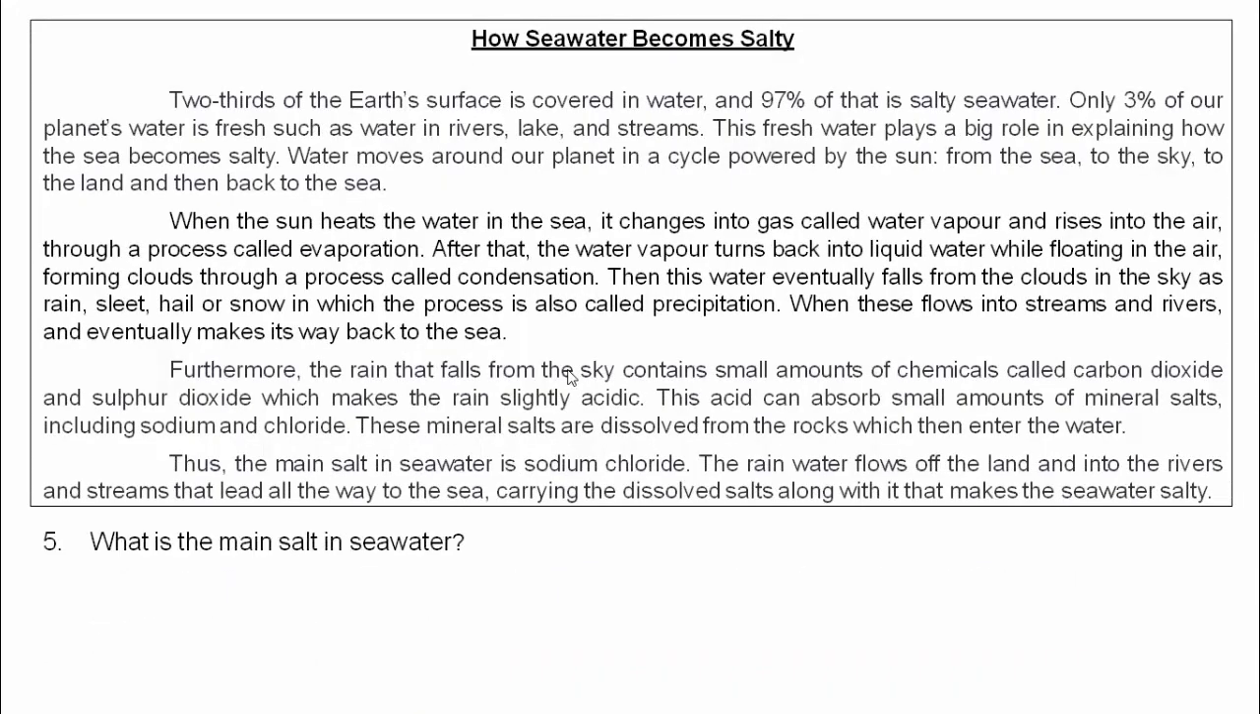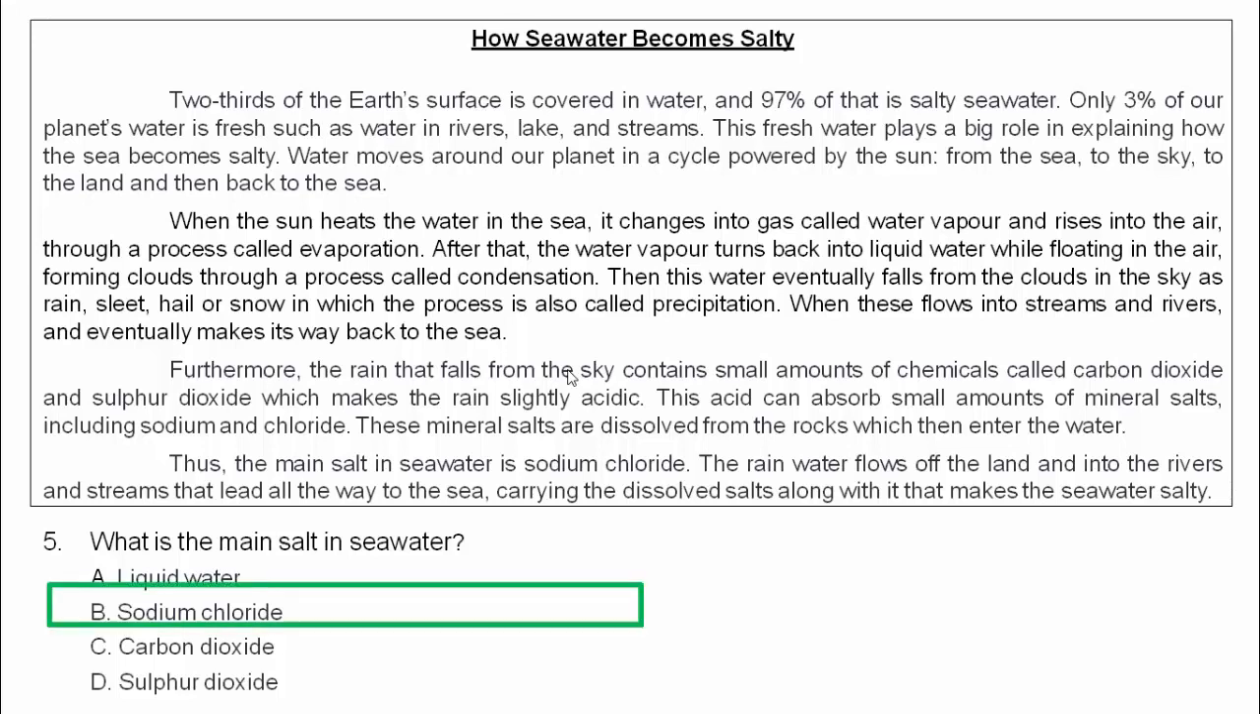Number 5. What is the main salt in seawater? A. Liquid water. B. Sodium chloride. C. Carbon dioxide, and then D. Sulfur dioxide. 10 seconds from now to answer the question. Okay, the answer is sodium chloride. Kita bisa lihat pada paragraf terakhir. Thus, the main salt in seawater is sodium chloride.